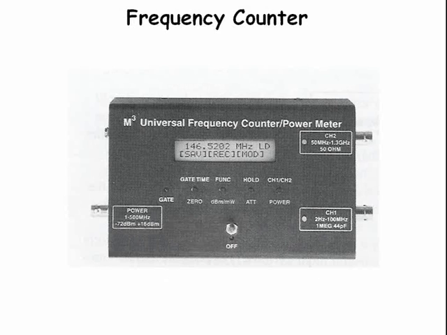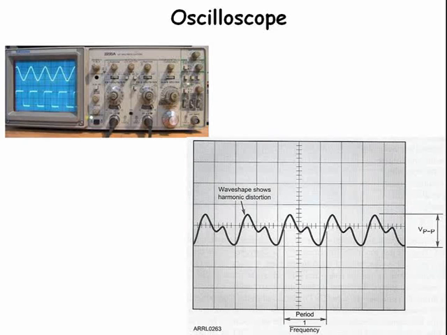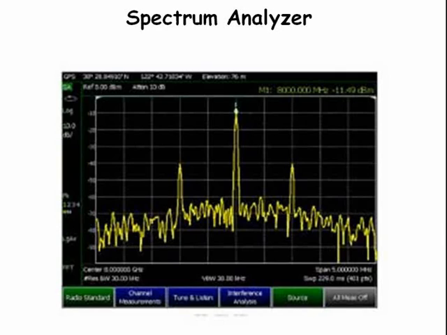A frequency counter is another useful instrument. An oscilloscope is particularly handy for being able to see what a signal looks like in the time domain. A spectrum analyzer shows us what the signal looks like in the frequency domain.